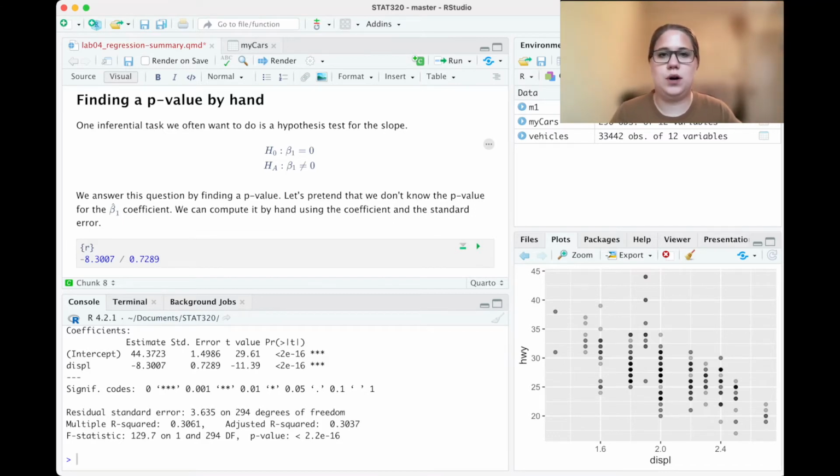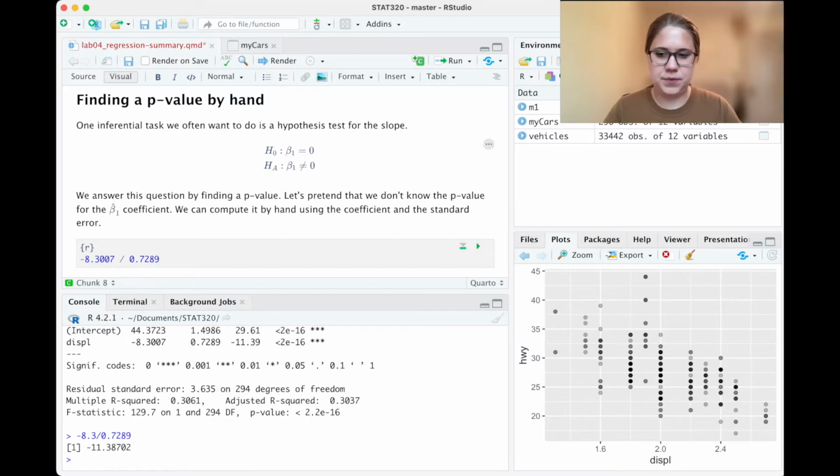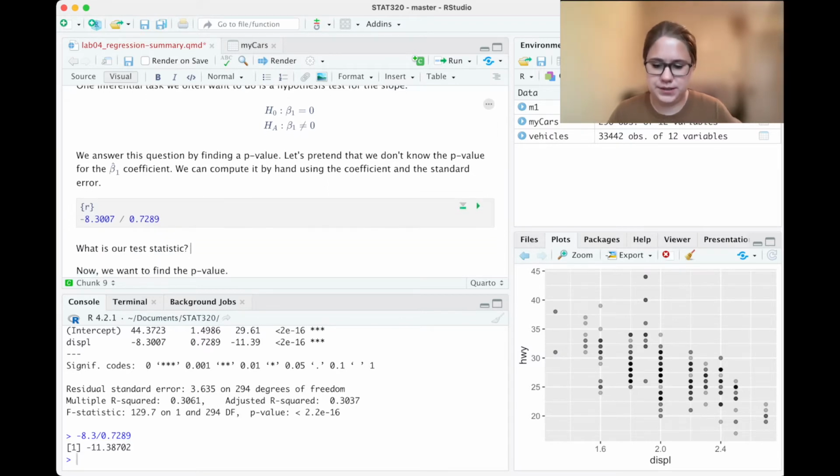And for doing the test for a slope, the test statistic is going to be the estimate over the standard error. And I'm never going to ask you to compute the standard error by hand. I'm always going to give it to you. So in this case, my estimate is negative 8.3, and my standard error is 0.7289. So my test statistic that I'm going to compare to a distribution is negative 11.38, or 39, maybe, if we want to round.